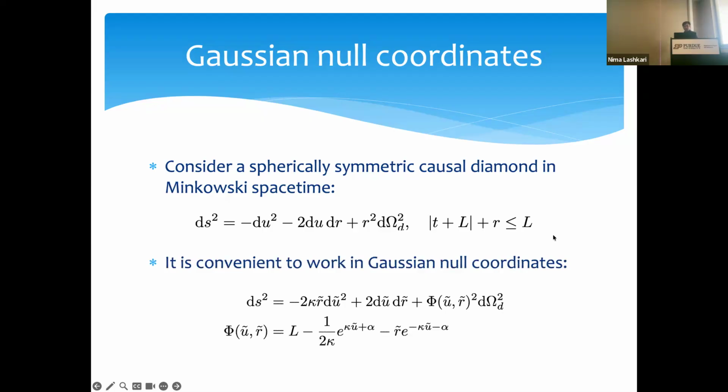It is very convenient for us to translate this metric into Gaussian null coordinates. You can perform a coordinate map and translate this Minkowski region into Gaussian null coordinates as follows. Now the future horizon is delineated by r tilde equal to 0. U tilde is a clock along the future horizon, and phi is a dilaton that's controlling the size of the transverse sphere. Notice that phi is maximum at L, and this is a way of seeing that we are describing just the region inside the spacetime diagram that I drew on the previous slide. And kappa here is essentially the surface gravity.